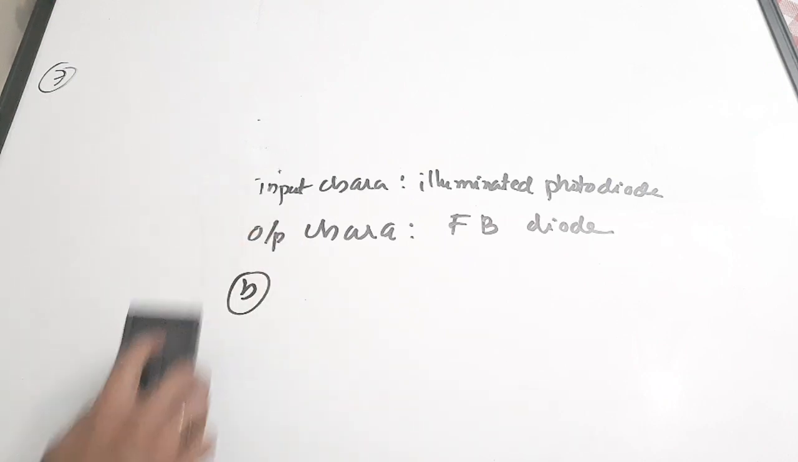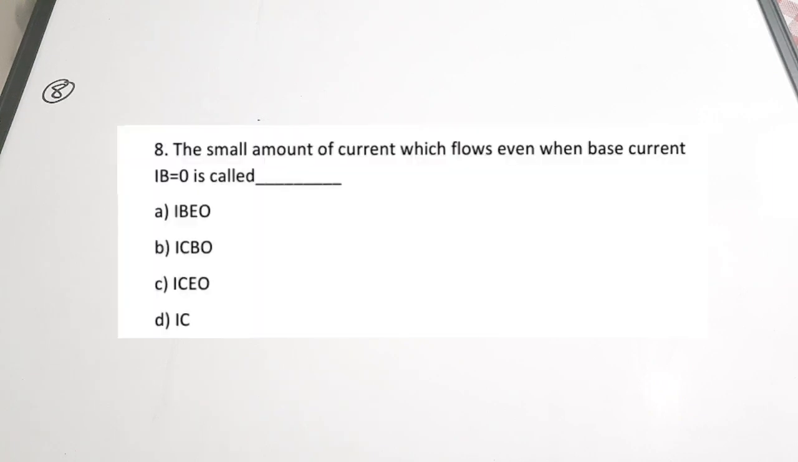Moving on to the eighth question. The eighth question is, the small amount of current which flows even when base current IB is 0 is called dash. IBEO, that is the first option. Option B, ICBO. Option C, ICEO. Option D, IC.